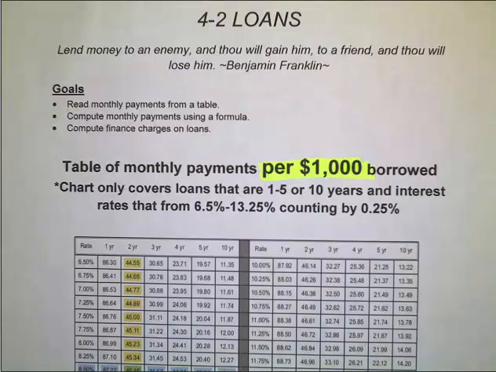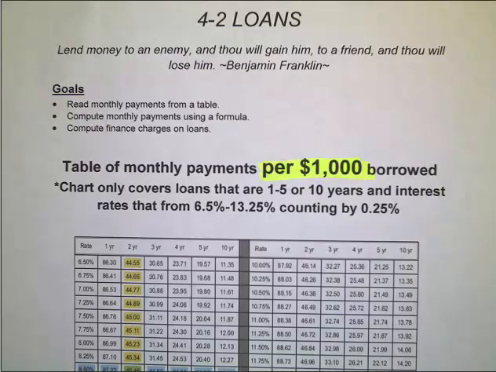So the chart only covers loans that are between 1 and 5 years, and then it jumps to 10 years. And the interest rates, notice, are from 6.5% to 13.25%, counting by 0.25%. So this table is limiting, because if your number's not in here, well then we have to use an equation, which we will talk about later.